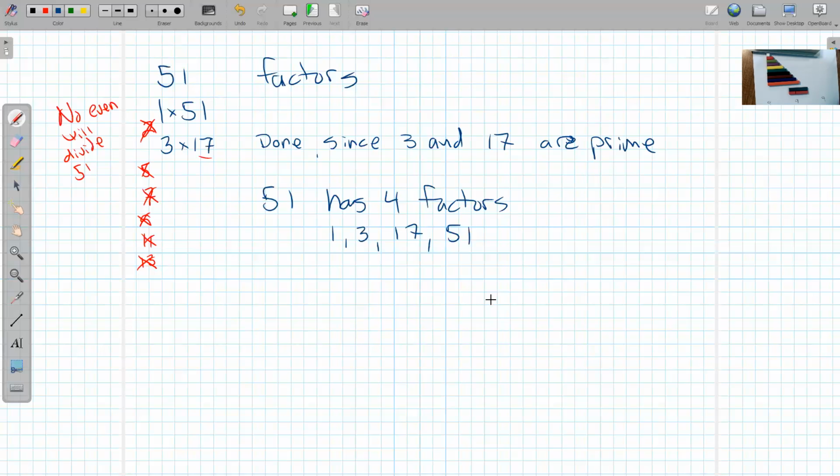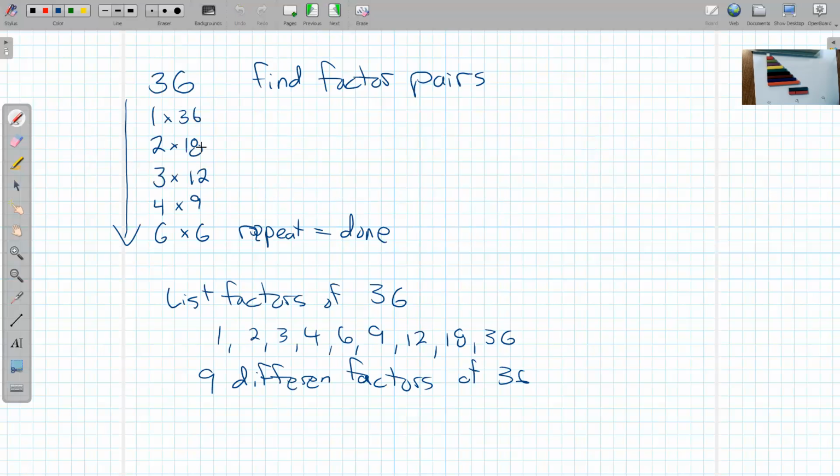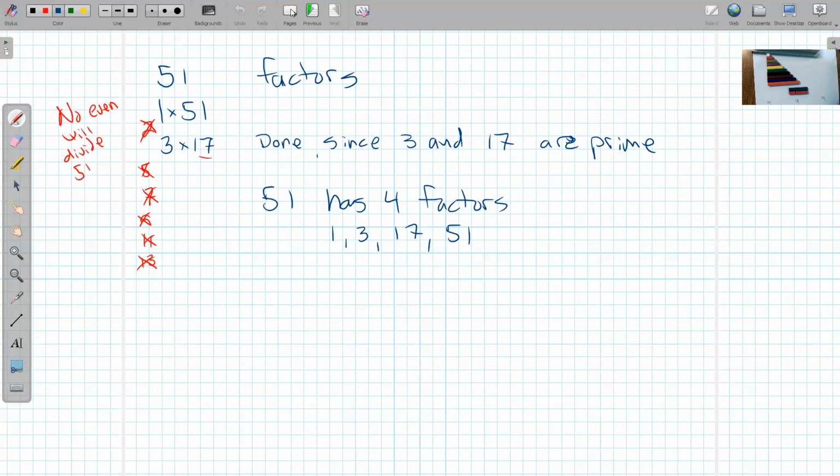All right, so factor pairs allow us to list all of the factors. Sometimes we find prime factors in there, but a lot of the factors are not prime. All right, so next.